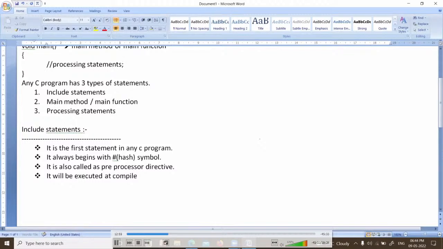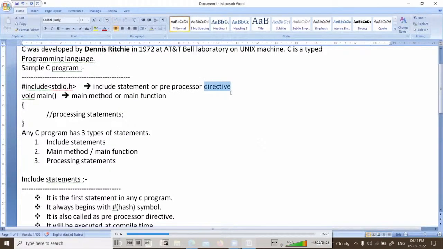Now, why is it called a directive? It gives direction to the compiler. The compilation process is done by a special software known as the compiler. So it gives direction to the compiler, and that is why it is called a directive.